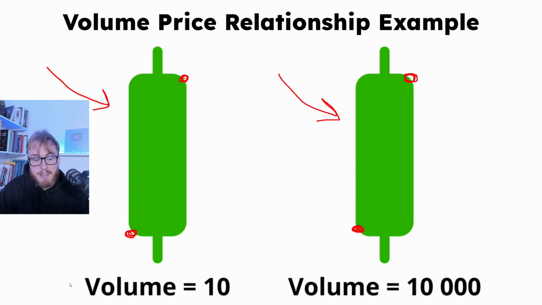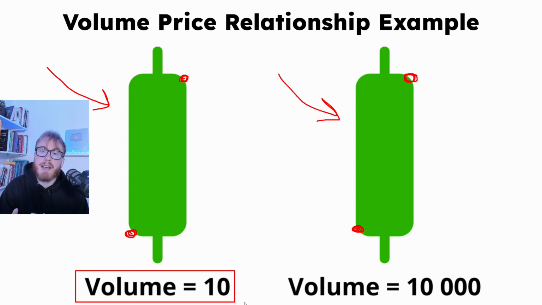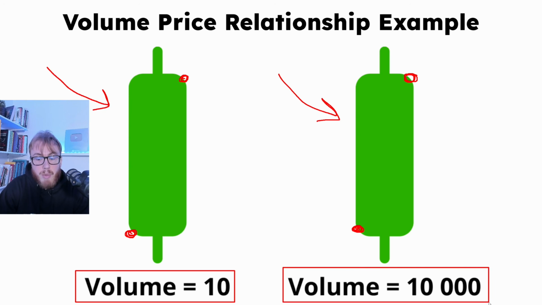But the important difference between these candles is that for one candle, we only had 10 volume. So if this is a stock, you can think about it that only 10 stocks were traded during this candle. But in the other example, we had 10,000 volume, which means that we had 10,000 stocks traded.